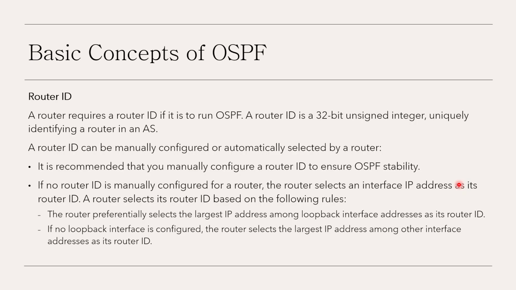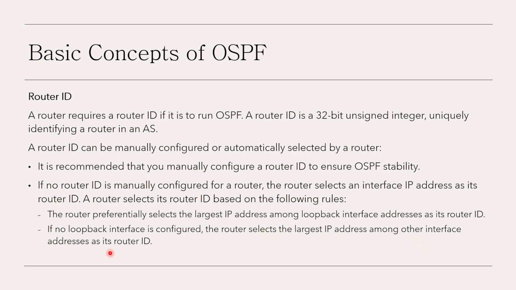So if you do not configure the router ID, what will it do? It will select the IP address of the loopback interfaces. And if no loopback interface is configured, the router selects the largest IP address among the interface addresses as its router ID.